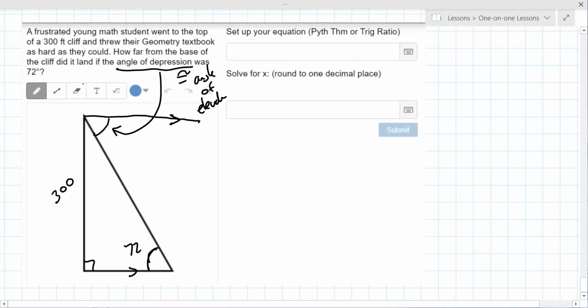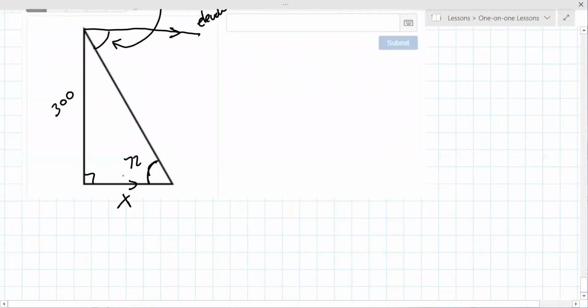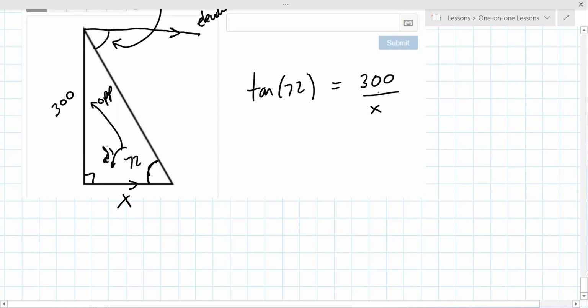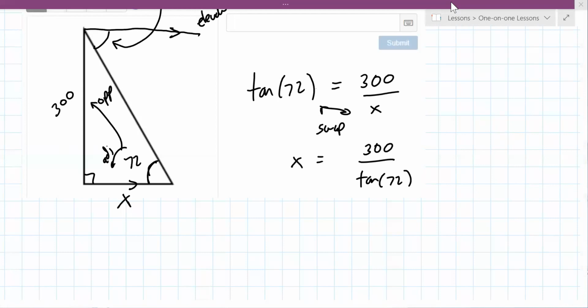How far from the base of the cliff did it land? So they want X right there. Relative to this angle, this is adjacent and this is opposite. So which trig function are we using? Tangent again. Tangent 72 equals 300 over X. Now, at some point you might realize that when X is on the bottom, all you're doing is swapping positions of these two. So X is equal to 300 over tangent 72. You end up just swapping positions, which is totally okay. It's the net result of what you did.